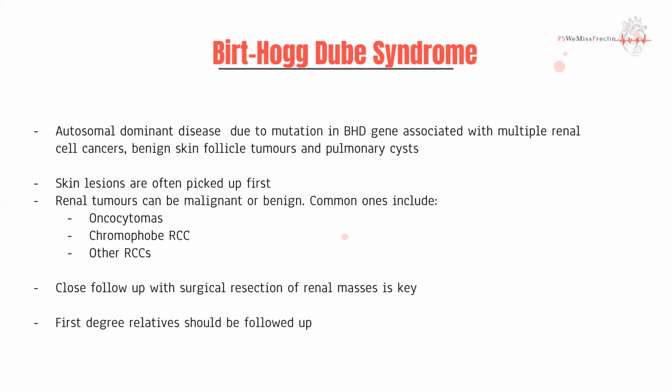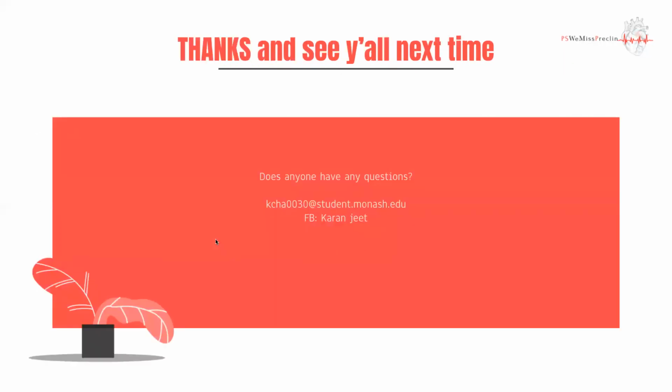So the way to treat these would be to follow them up with surgical resection of the renal masses. So again, benign skin follicle tumors, not a worry. Pulmonary cysts, unless they're large or hemorrhaging, not a worry. But the RCCs, worry. So we want to surgically resect them and follow them up. And because it's autosomal dominant with a lot of these conditions, we would screen or follow up their first-degree relatives as well. And that's all we had for cancers of the renal tract and some genetic conditions affecting the kidneys.